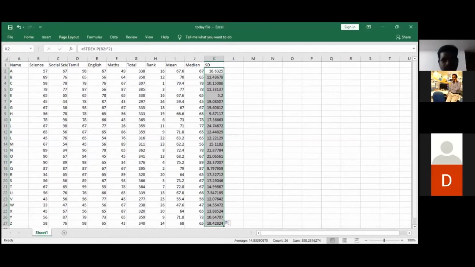Then there is another method, a very easy method. Go to Data.